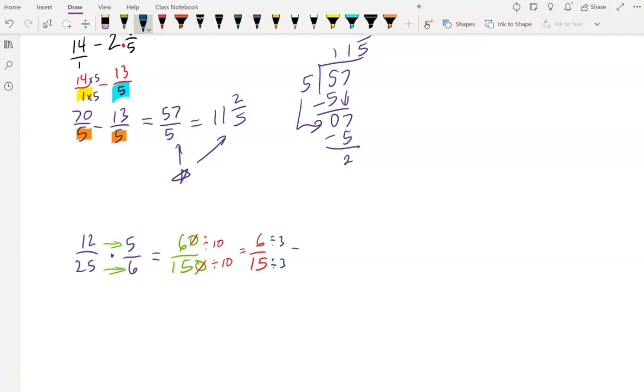3 goes into 6 and 15. 6 divided by 3 is 2. 15 divided by 3 is 5. So we're all done. 2/5 is our answer. If you take 12/25 and multiply it by 5/6, what you get is 2/5. Okay, remember, multiply fractions straight across. Always simplify by common factors to get the most simplified answer possible.